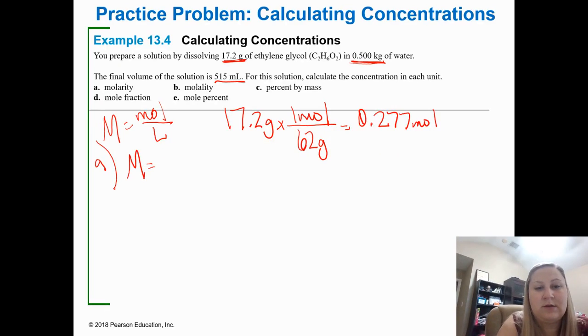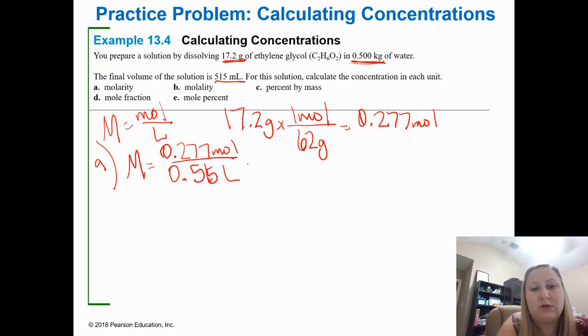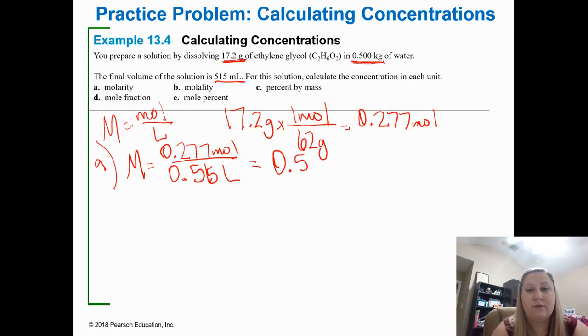molarity. So it's going to be 0.277 moles over 0.515 liters. Okay, don't forget milliliters is going to have to be converted to liters. So my total molarity is 0.539.